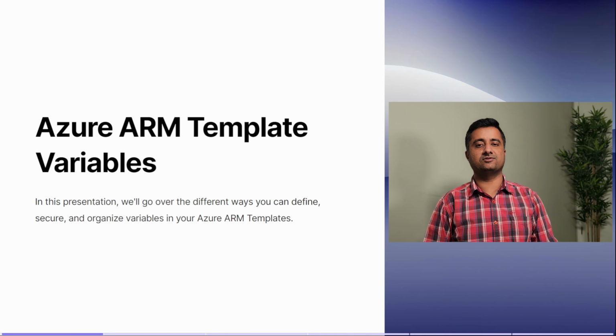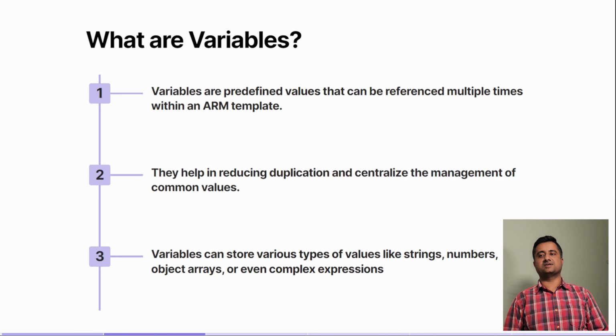This week we are going to look into Azure ARM template variables. Let's get started. Variables are nothing but predefined values that can be referenced multiple times within your ARM templates. So if you want to have a certain variable, for example, location, and it's being used in multiple places, those kinds of scenarios are where you will use variables.